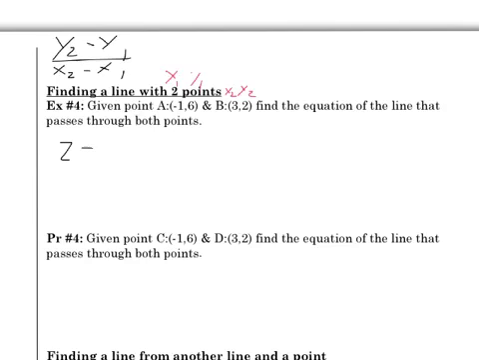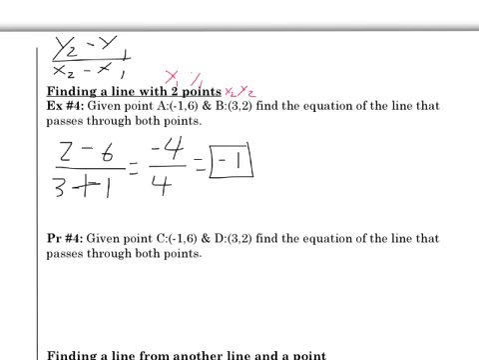We got 2 minus 6 over 3 minus negative 1. 2 minus 6 is negative 4. 3 minus a negative 1 turns into a positive. So it turns into a positive 4. Negative 4 divided by 4 is just negative 1. So there's my slope.